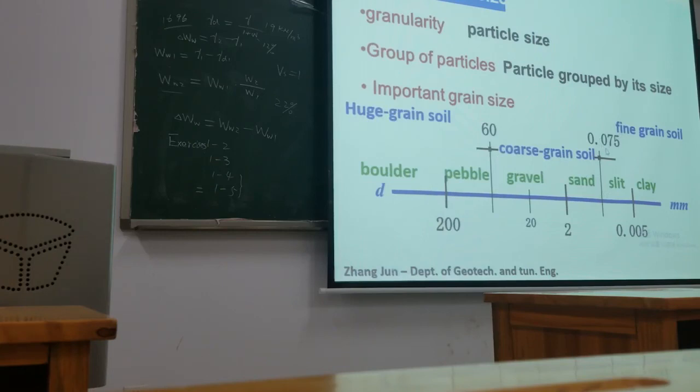The diameter less than 0.075 is fine grain soil. Diameter more than 60 millimeters is giant grain soil, okay, and others are called coarse grain soil, and we can classify into pebble or gravel, sand, silt, clay, okay.